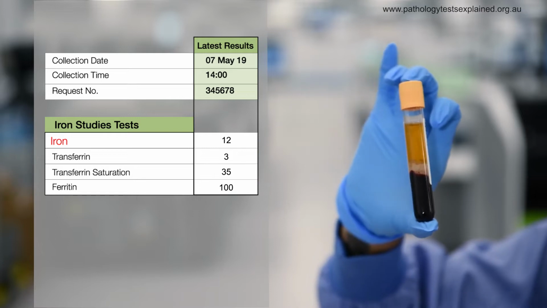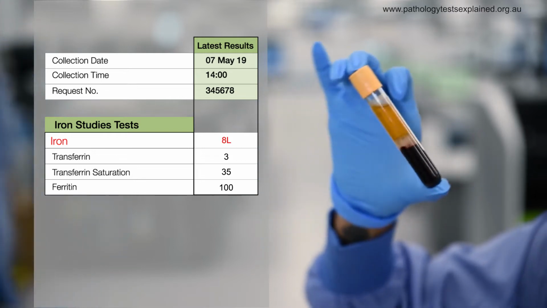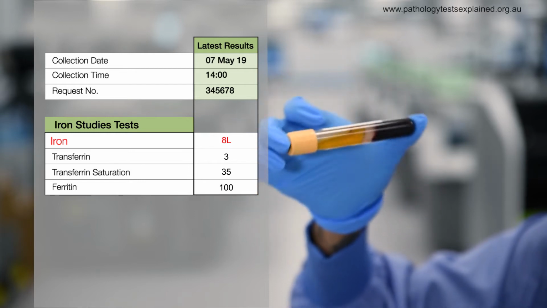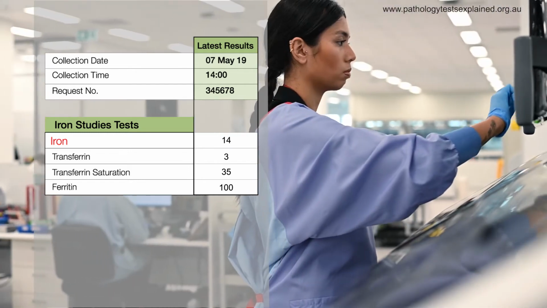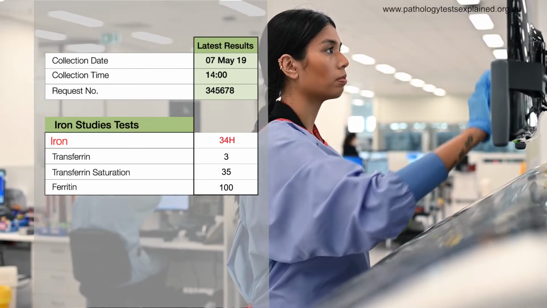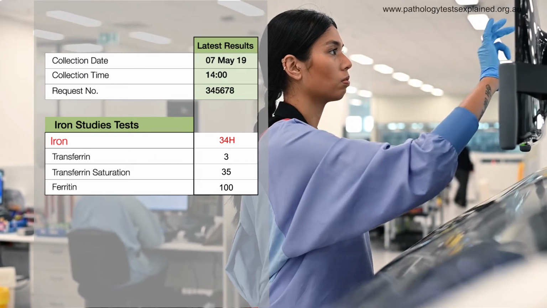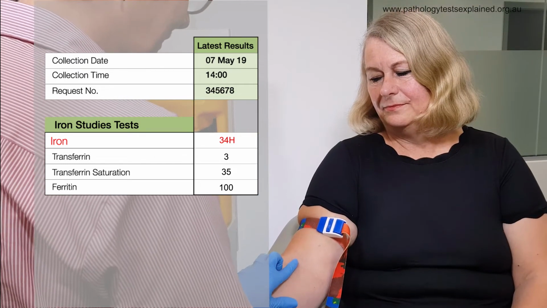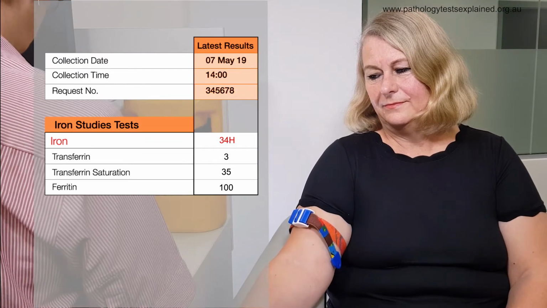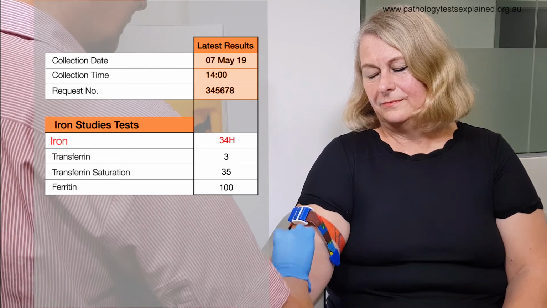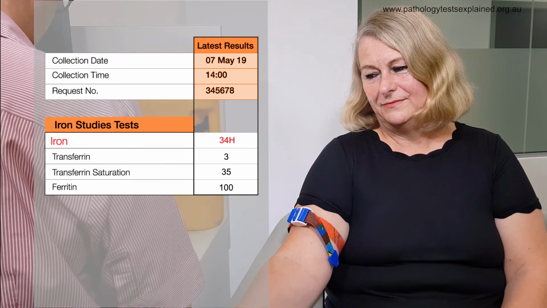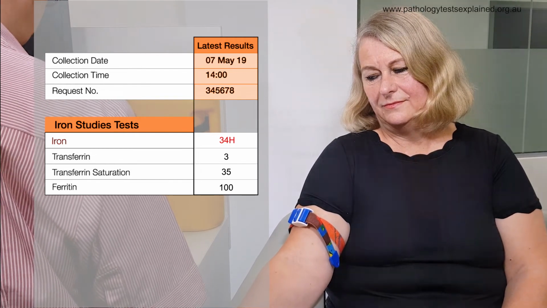The serum iron level is usually low in iron deficiency, but it can also be low due to other causes, such as current infections. Serum iron is usually high if you have an iron overload, but it can also be high if you've recently eaten iron-rich foods, such as steak or liver. Serum iron is too variable for diagnosing iron disorders by itself. It needs to be used in conjunction with the other iron studies tests so a better assessment can be made.